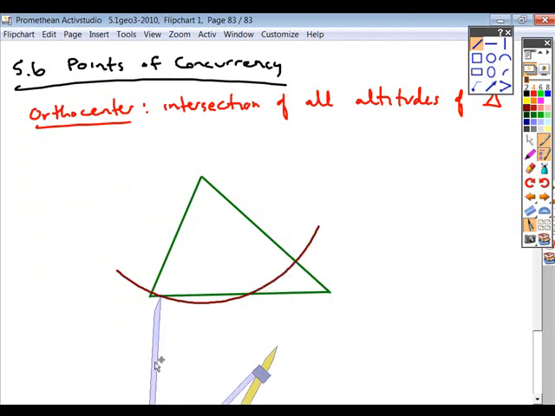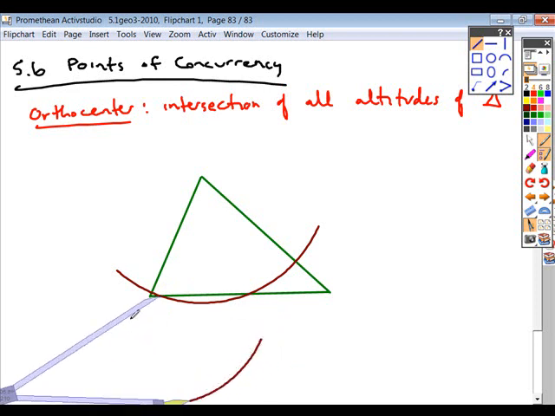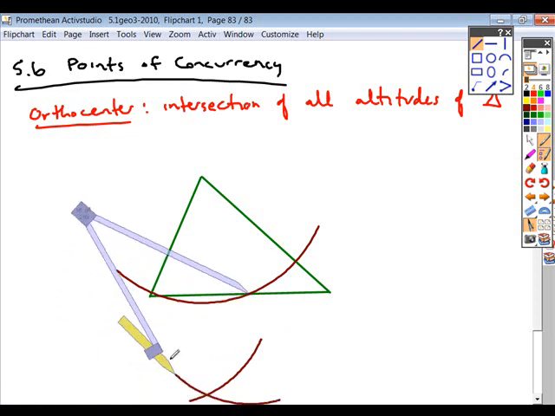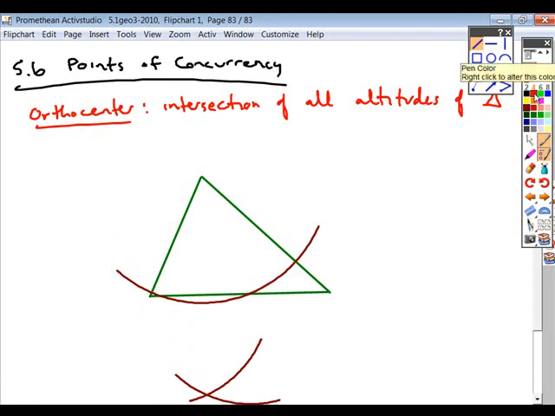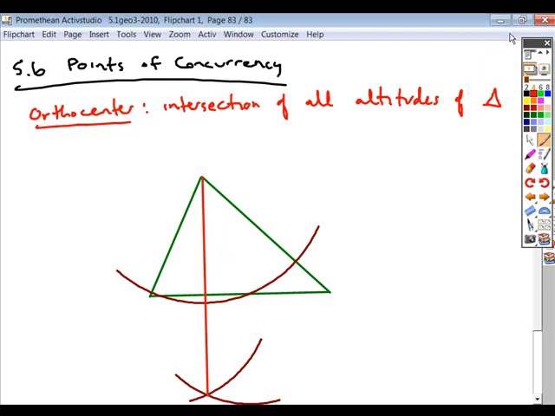From each of those intersections, construct a new arc. And now you don't need to adjust your compass. I'm going to simply because I want it to fit in the screen. Okay. And when we find this and connect it back to our original vertex, what we will find is a perpendicular from that vertex to the opposite side. And so that is our altitude.